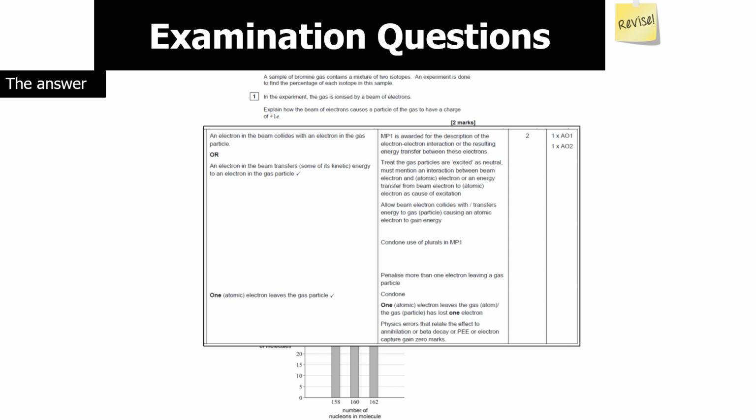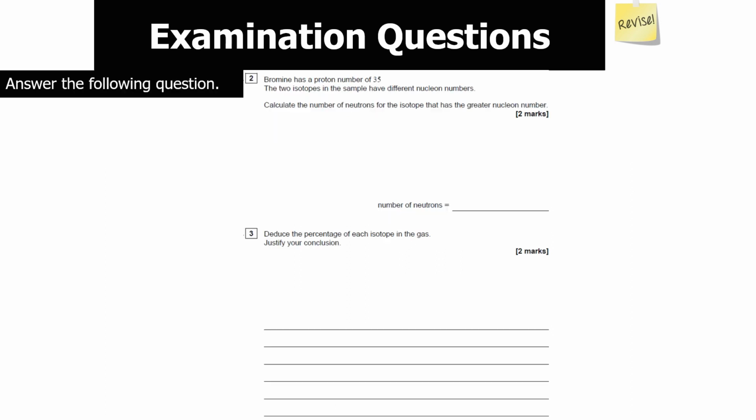The next question says, bromine has a proton number of 35. The two isotopes in the sample have different nucleon numbers. Calculate the number of neutrons for the isotope that has a greater nucleon number. Then deduce the percentage of each isotope in the gas and justify your conclusion. So pause the video now, then unpause the video when you want to go through your answer.